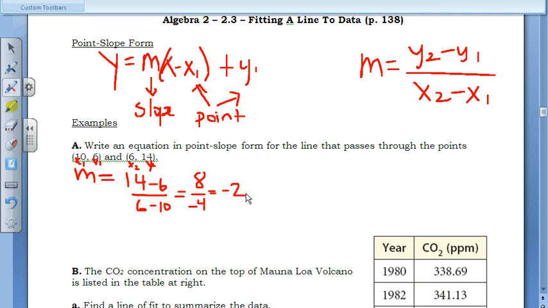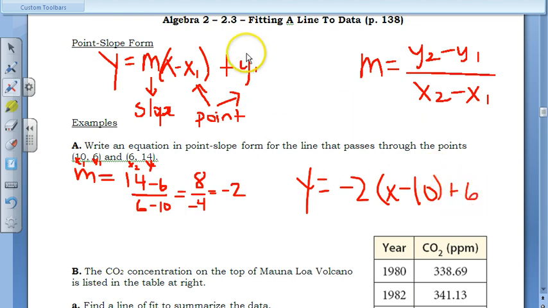So I have the slope. I can plug that, as well as the x1 and the y1 values into my equation. So that'll be y equals -2 for the slope, (x minus 10) for x1, and plus 6 for y1. And that is my finished equation. I'm going to do one more example, same thing, just using a larger data pool.